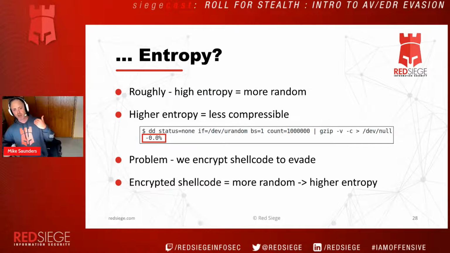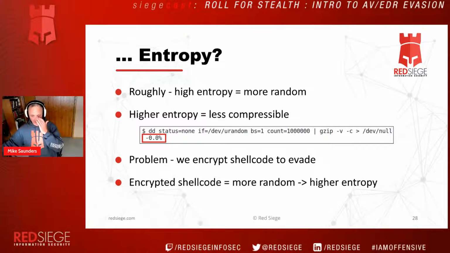So, roughly, something that is high in entropy can be said to be more random. If something has a high amount of randomness, it's very random, it is high in entropy. Conversely, something that is low in entropy is less random. Now, I mentioned Kolmogorov complexity. Kolmogorov complexity tells us that higher entropy data is less compressible than lower entropy data. In other words, highly random data is less compressible than non-random data.